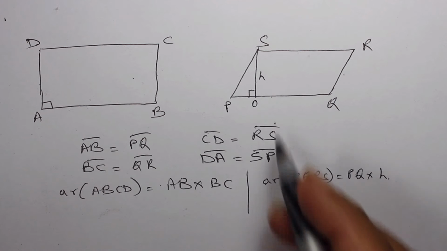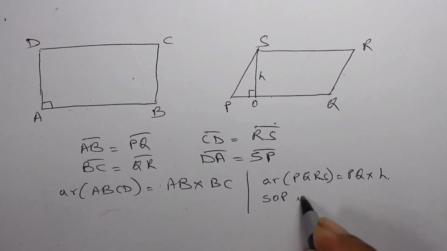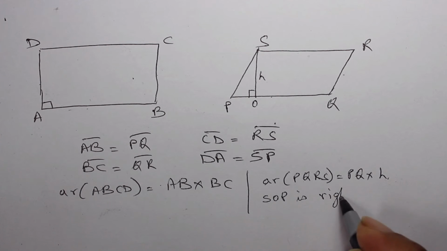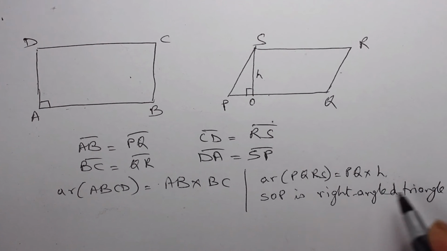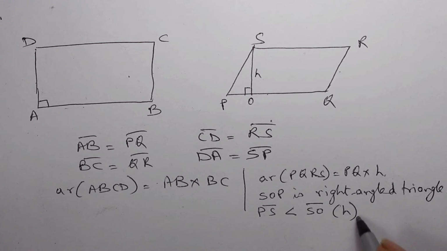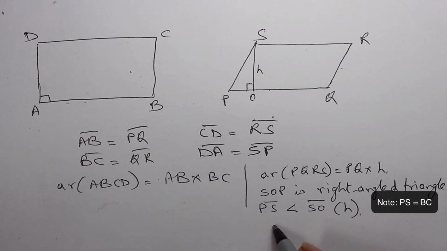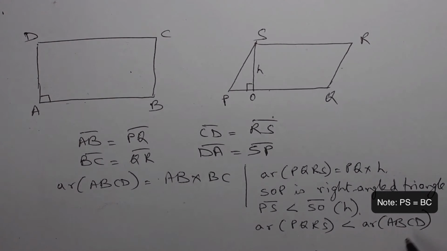Now this is a right angle triangle here, SOP. SOP is a right angled triangle, and PS is less than SO, which is same as H, right? Hence area of PQRS will be less than area of ABCD.